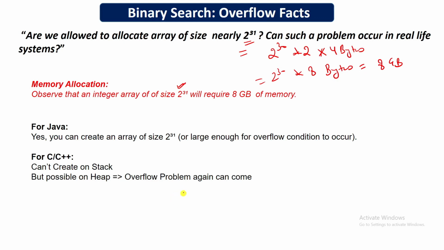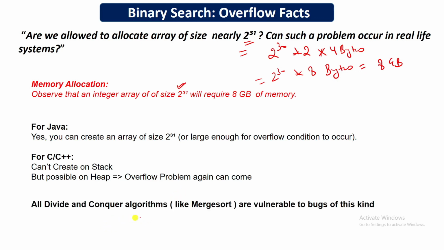And lastly, all the divide and conquer algorithms like merge sort, which calculate the mid value, are vulnerable to this kind of bug problem. So while you are calculating the mid value in any of the divide and conquer algorithms, please take care that you do not run into the overflow problem, and avoid such problems to make your systems and programs safe.